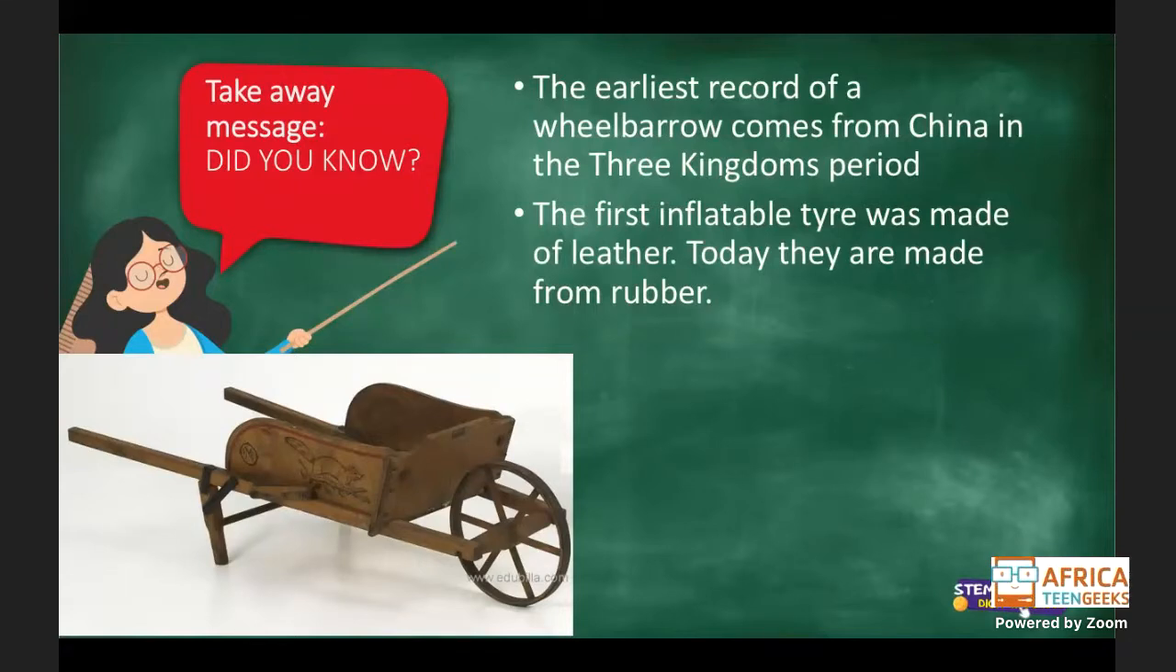Ethan, your mom's car, the wheels are made out of what? Of rubber. And most of you who are riding your bicycles, they are made out of what? Of rubber, because it's easy to inflate a rubber.